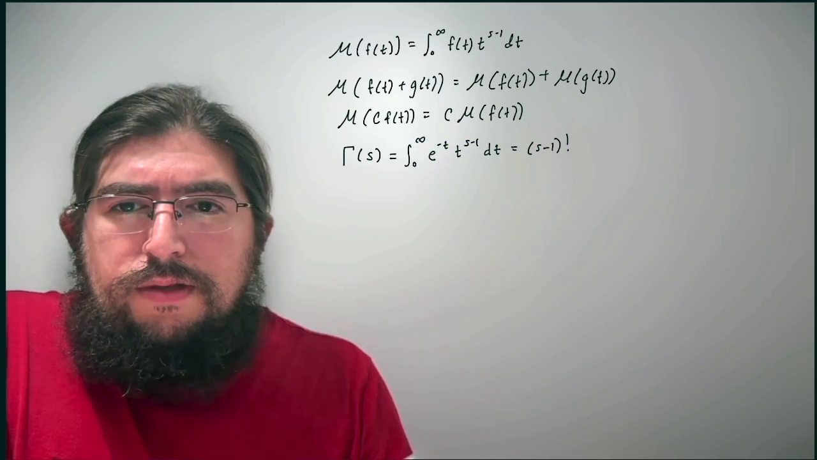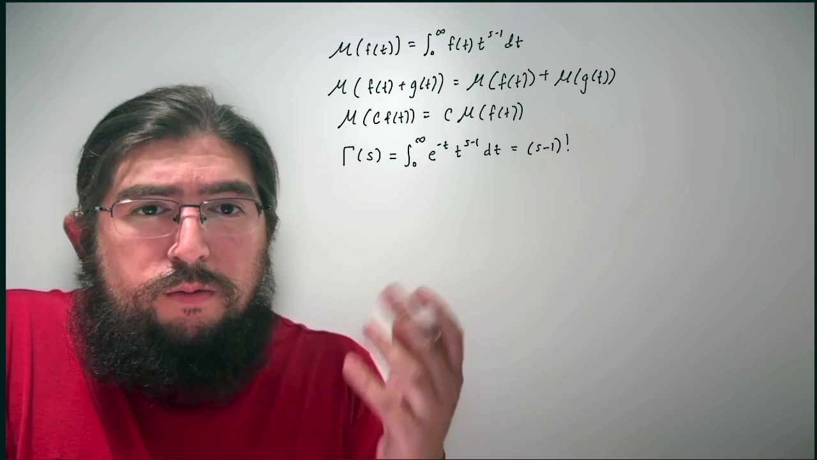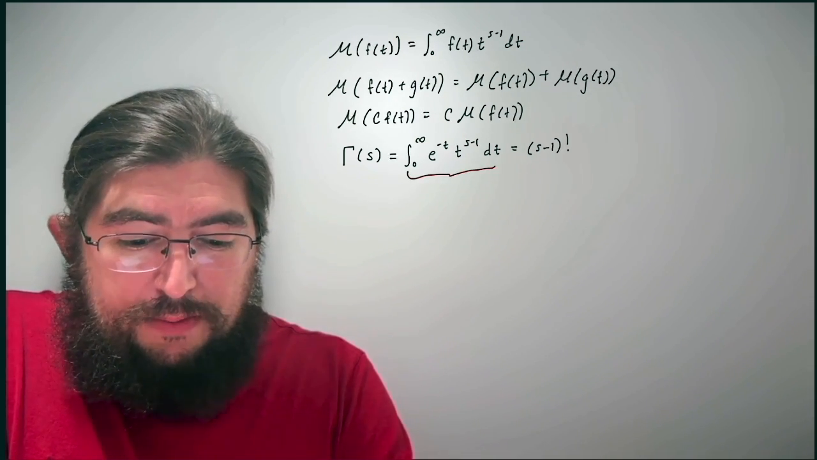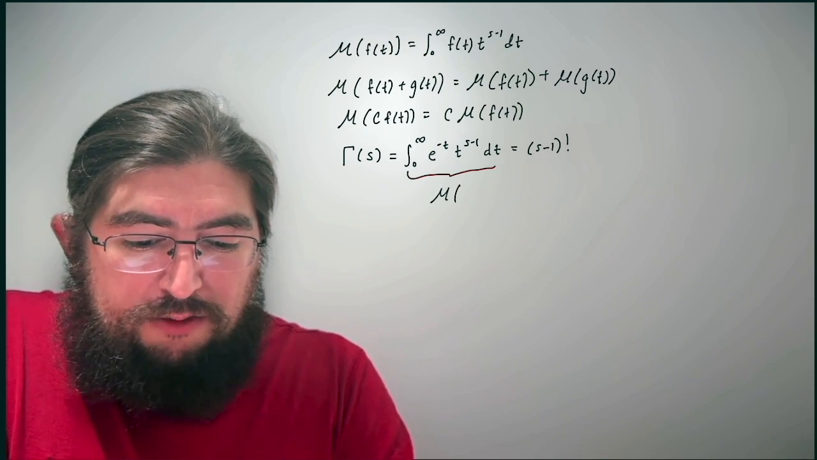Now, something that I will say beyond this, of course, is that pretty obviously, this is a Mellin transform. It's a Mellin transform of what? It is the Mellin transform of e to the negative t.